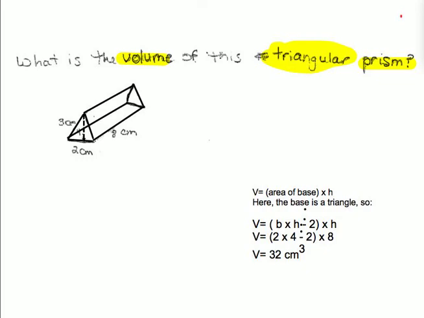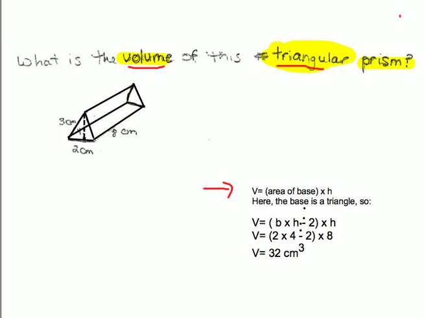What is the volume of this triangular prism? We remember that volume is the total space it takes up. That is a 3D shape. It is a triangular prism, so I know this is really important. The volume of any prism is the area of the base times the height.